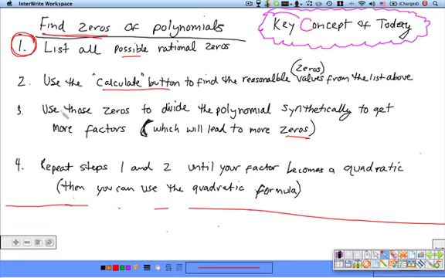And then we keep repeating steps 1 and 2 until we get down to a quadratic. Then we can use the quadratic formula to solve the rest. But keep in mind what we're doing. We're finding zeros. So factors will lead us to zeros. Okay, you should probably pause the video, maybe take these notes down right here, and then we'll do a problem. So I'll move on to the problem.